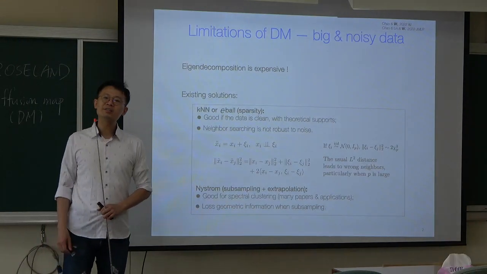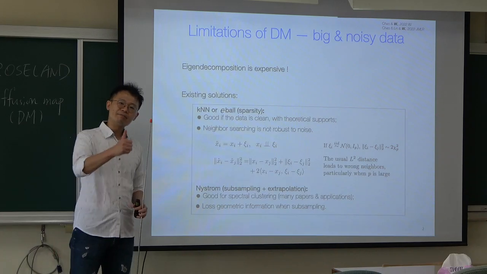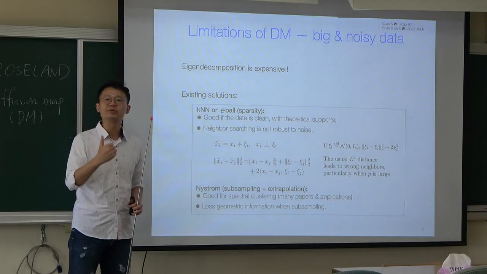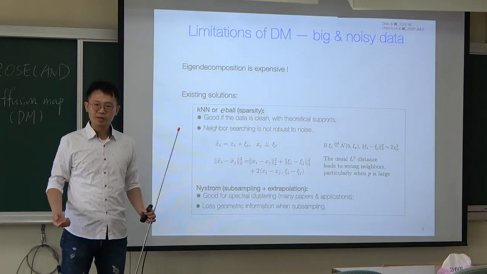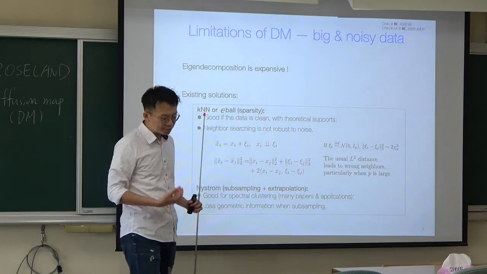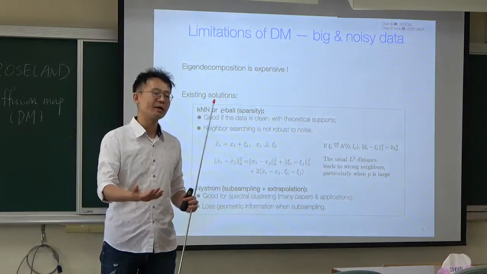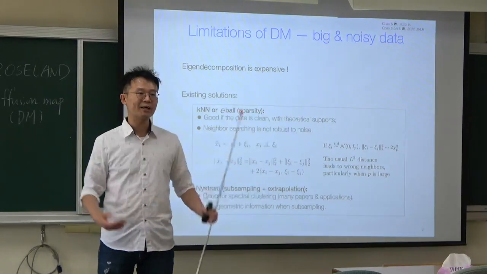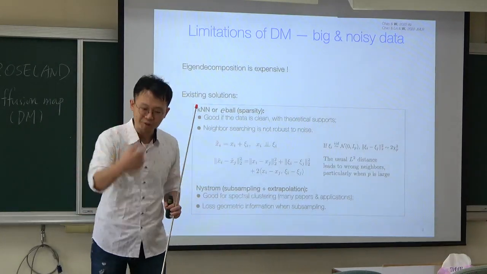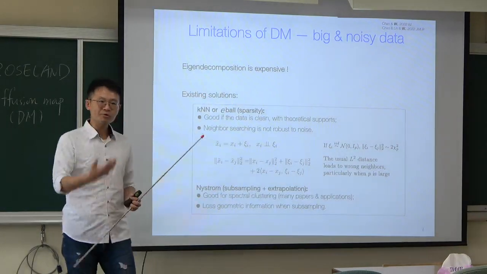Actually, nearest neighbors is not robust to noise. That is, if the data is noisy, then finding nearest neighbors is challenging. In some applications, you do have nearest neighbor information from the very beginning, then good, you can use KNN and this sparsity. But what about if you do not have this information and you need to determine the neighbors, but the data is noisy? Then you run into trouble.